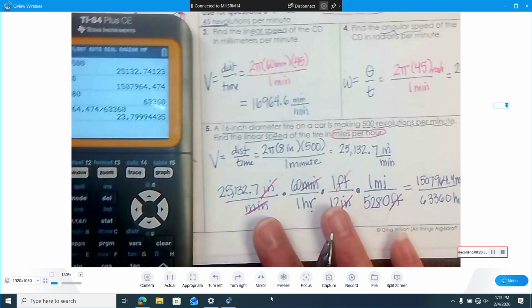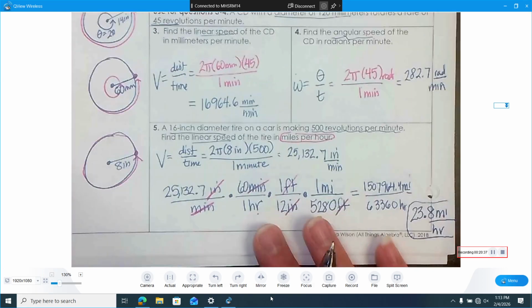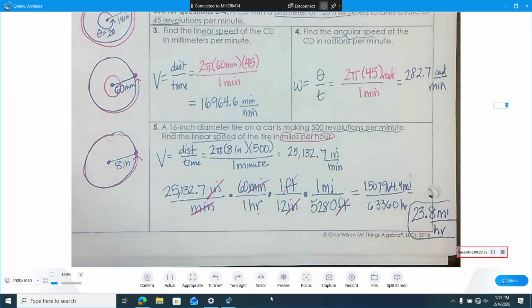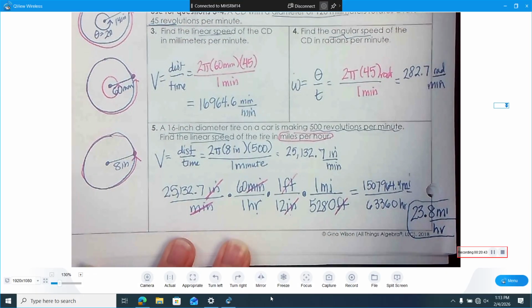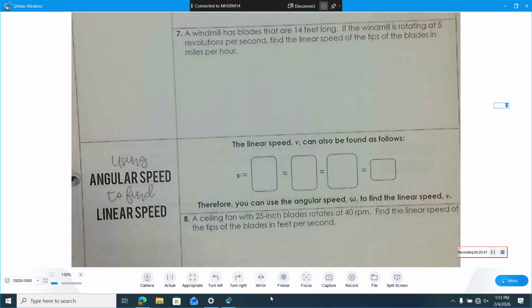You remember this from physics? Oh, yeah. So hopefully your problems aren't too terrible today. That's not too bad. A lot of conversion. Let's turn the page.